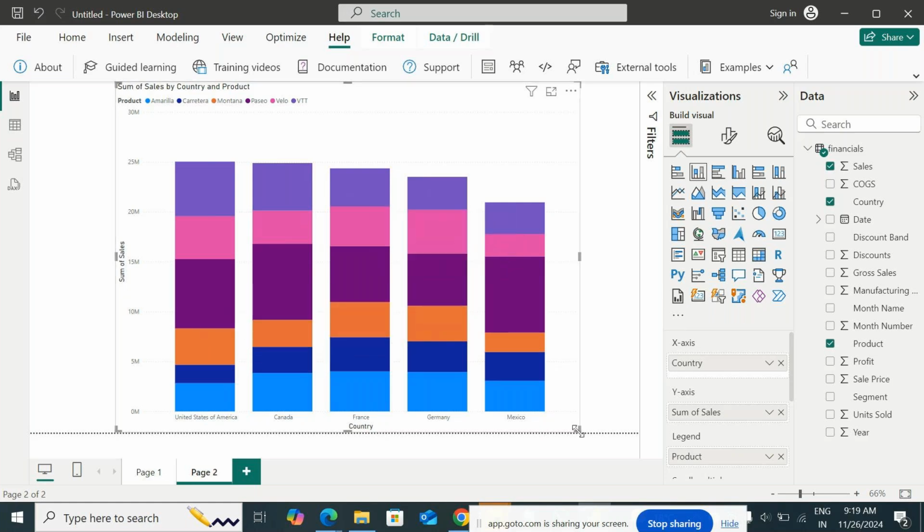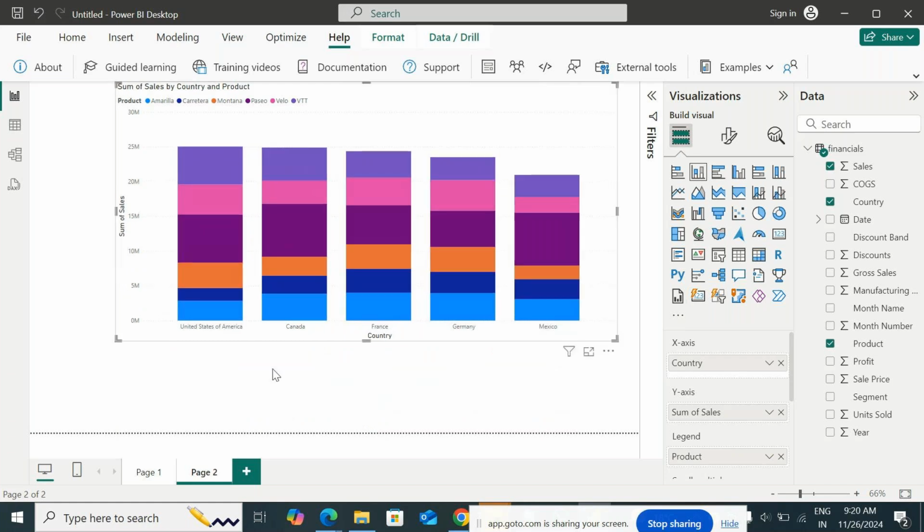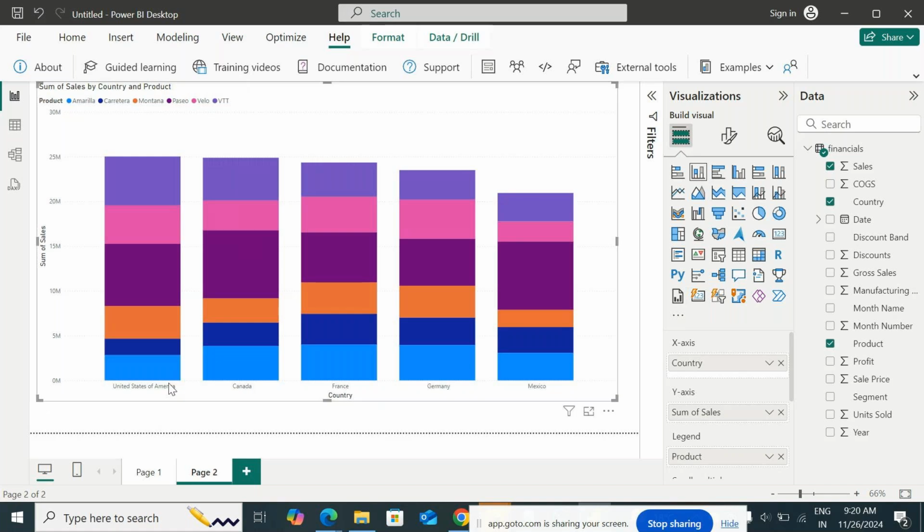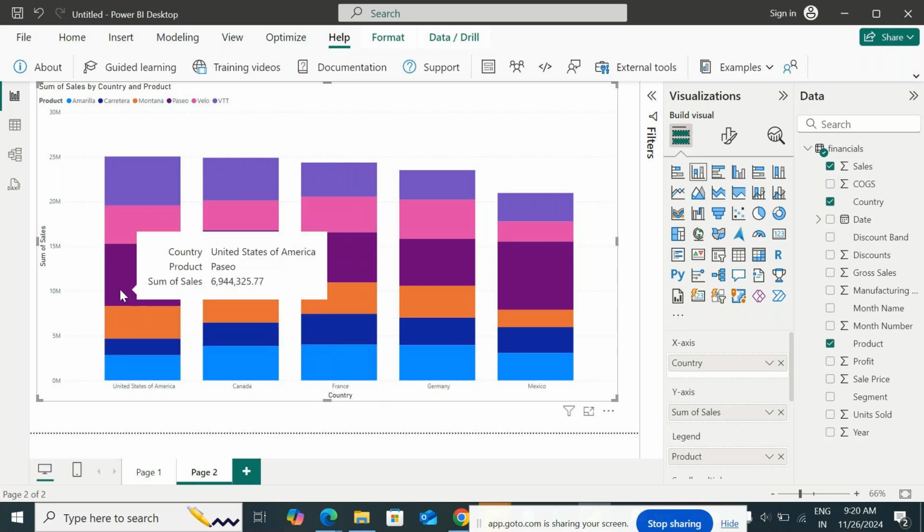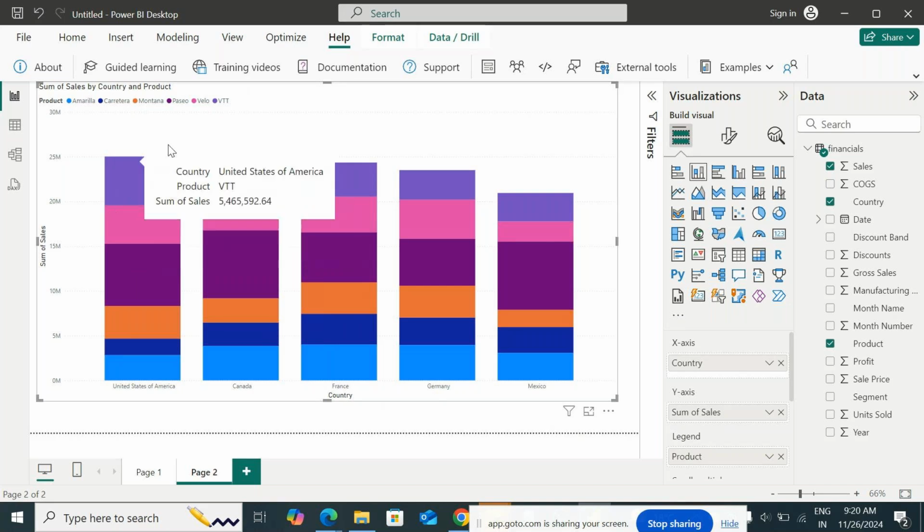But the story it is giving is that at a country level, we can easily compare. United States is having the highest value, Mexico is having the lowest value. So though you have a country and a product, if I still want to compare against the country, which is the first dimension, then you can use a stacked bar. This is a stacked bar. Each product, one after another, is going to be represented.